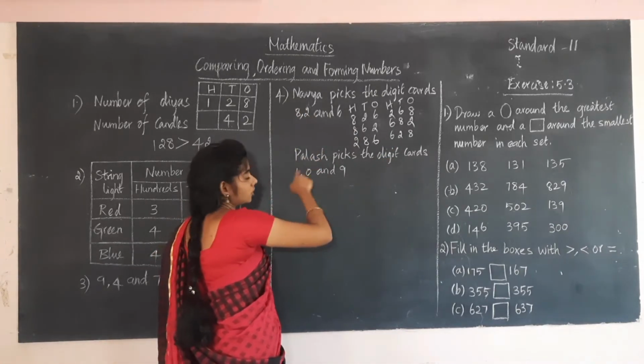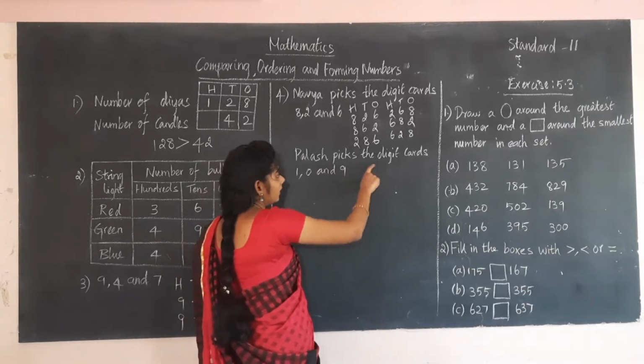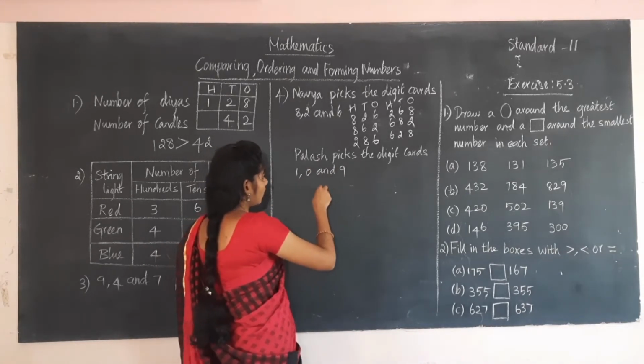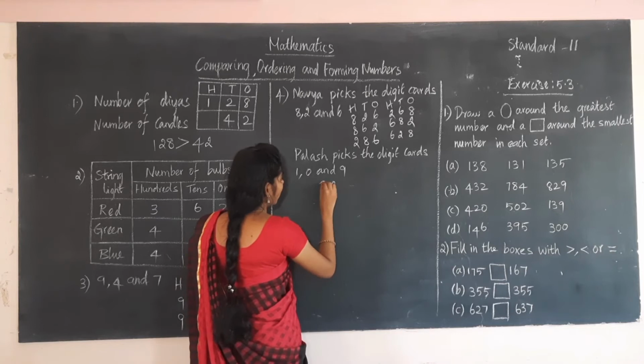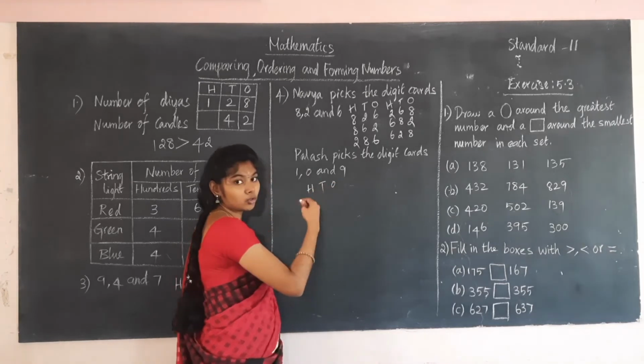And then Plasha. Here I am going to write the possibilities for the cards she picks. Next we have to write the places: ones, tens and hundreds. Now I am going to frame the numbers.